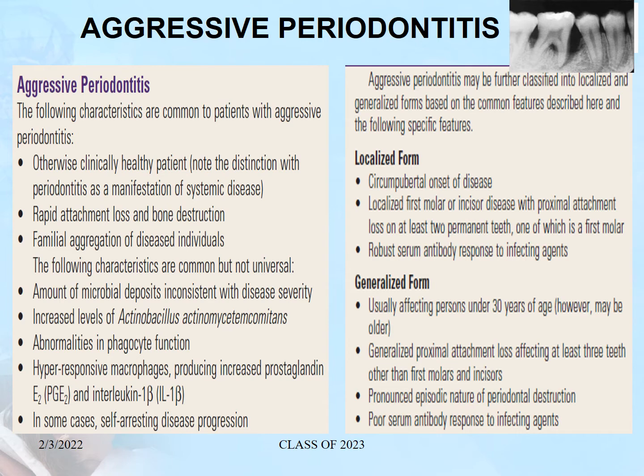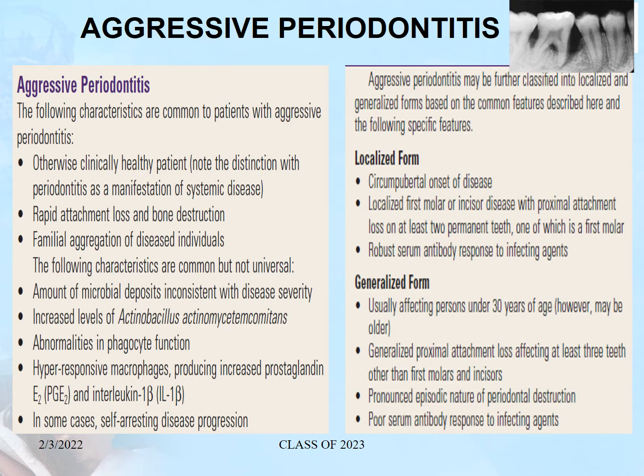There is an increased level of the bacteria Actinobacillus actinomycetemcomitans. This bacteria is more present in aggressive periodontitis. So remember that the red complex microorganisms are present in chronic periodontitis and Actinobacillus actinomycetemcomitans is present in aggressive periodontitis. There are abnormalities in phagocyte function. There is hyperresponsiveness of the macrophages. In some cases, it is a self-arresting disease progression.